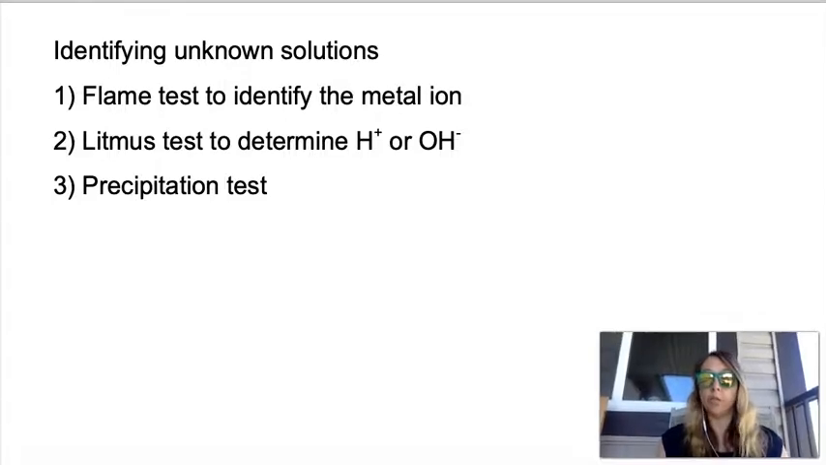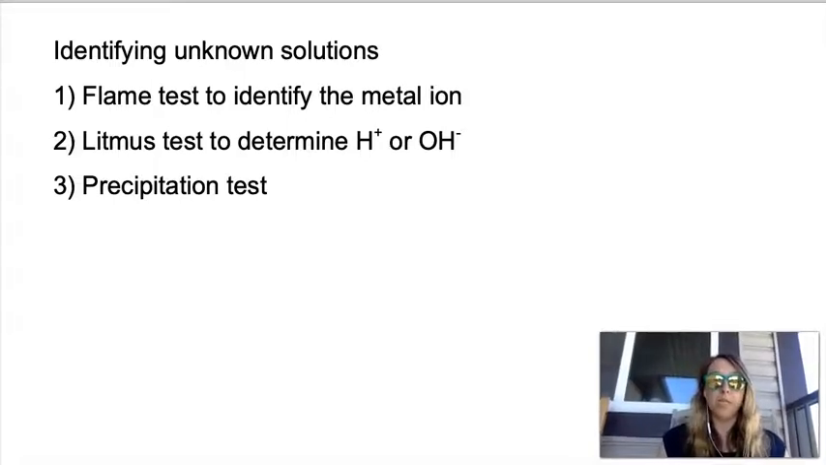So if we were actually at school, you'd be getting a test tube. Everyone would get a different test tube, and it would have a different solution in it. And part of your task would be to try to figure out what the cation and what the anion is inside of that solution. So we have three different things that we can do to help us try to identify what some of those ions are.